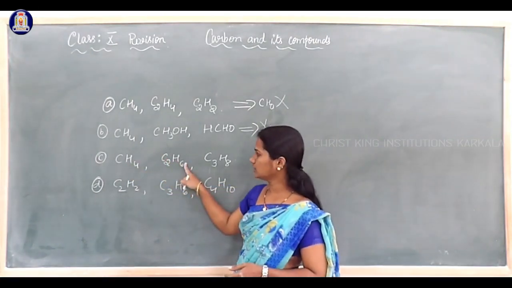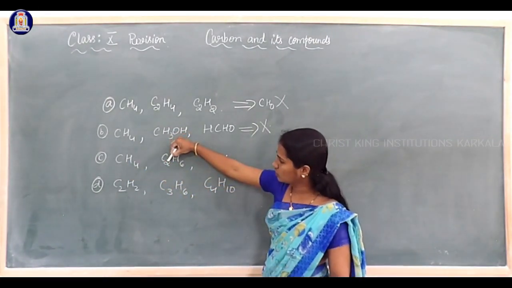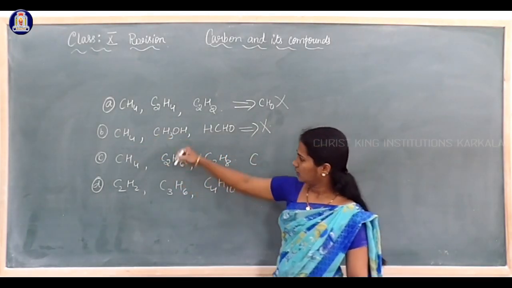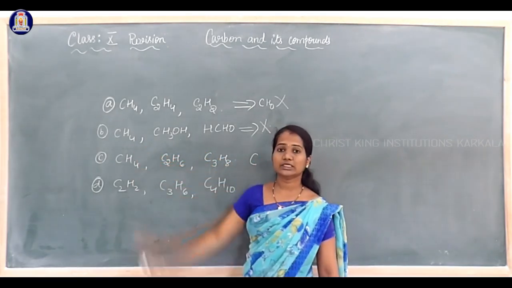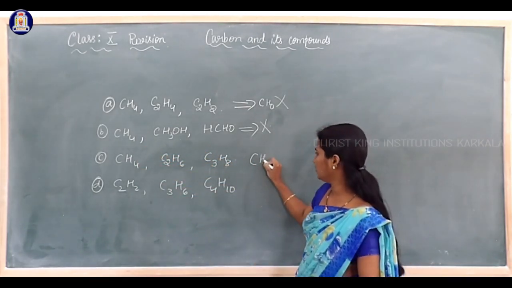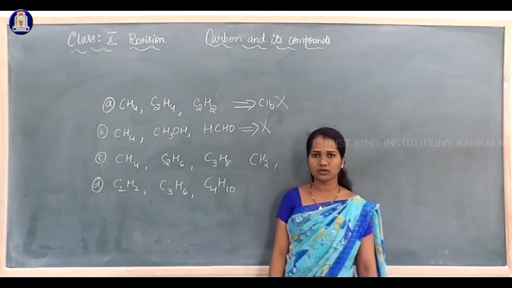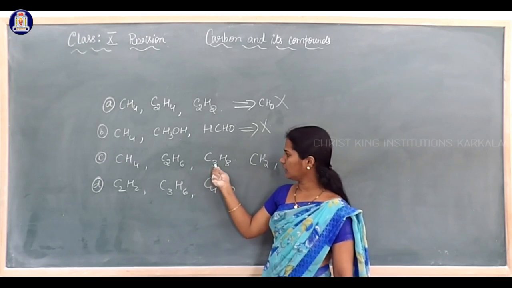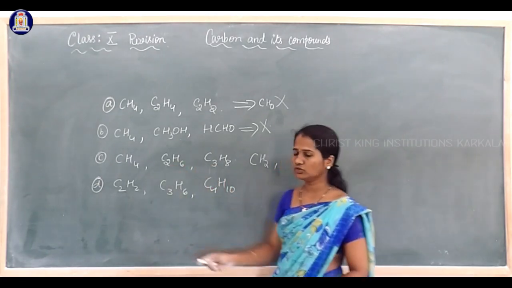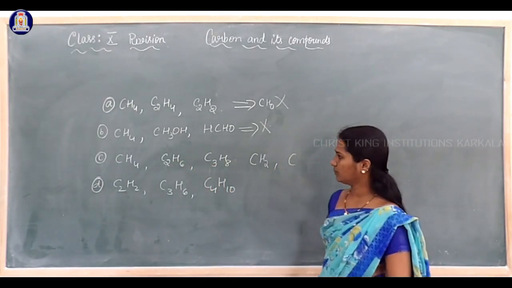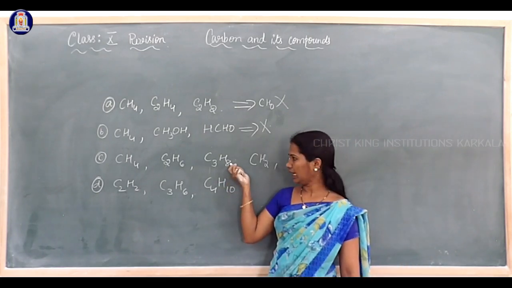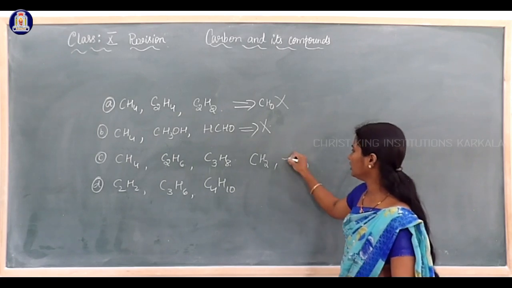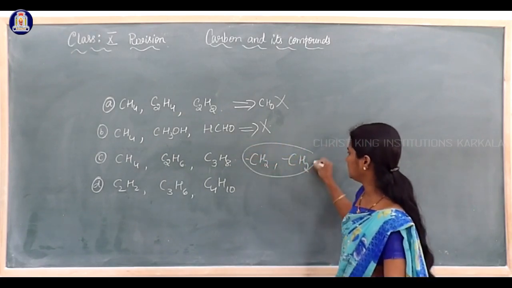Now come to the third set: CH4, C2H6. Find the difference. 2 minus 1 is 1, that is C. 6 minus 4, hydrogen will be H2, so CH2. First one we got CH2. Now find the second one. Here 3, here 2, 3 minus 2 is 1 carbon. Here 8 hydrogen minus 6, again H2. So the difference is CH2.